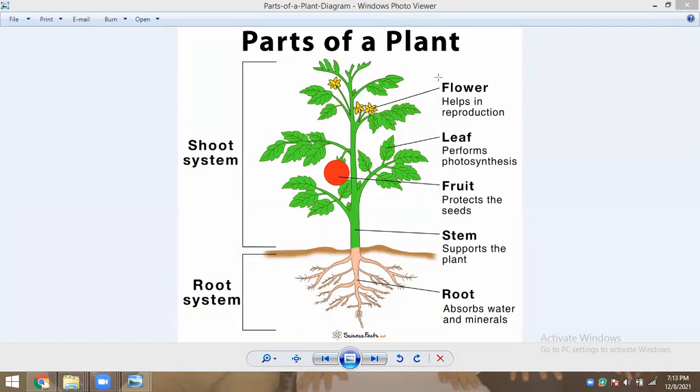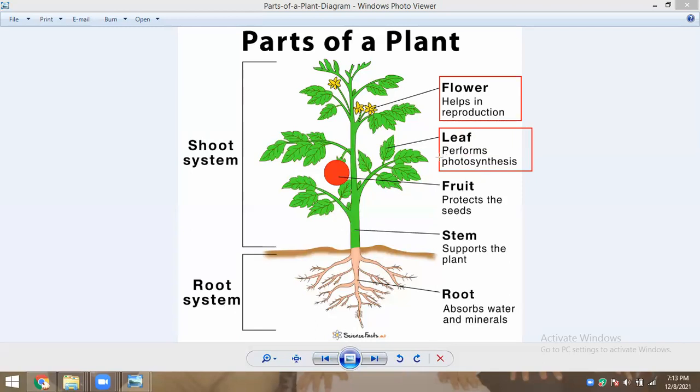Okay, so first of all, there is flower. What does the flower do? Flower helps in reproduction. It secures the seeds, makes the seeds, produces the seeds. Then leaf. Leaf performs photosynthesis.